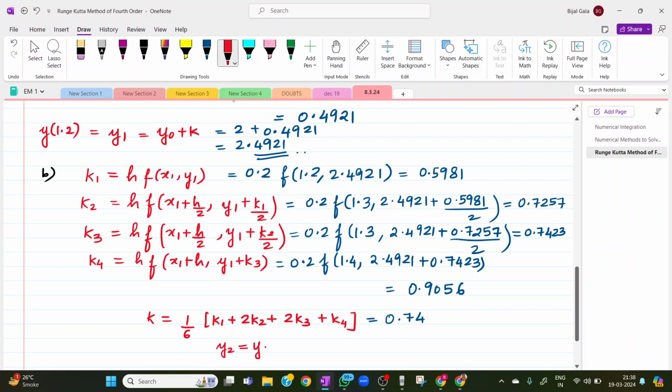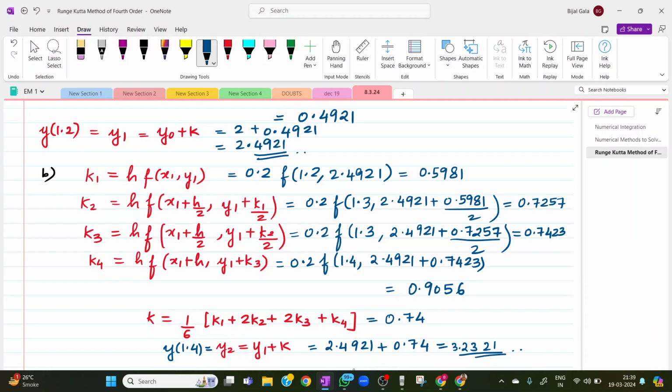which is going to be equal to Y1 plus K. So that would be 2.4921, which was your Y1, and K is 0.74. Yes, 2.321. And this Y2 is nothing but your Y at 1.4. And this is what was asked in the question. I hope this is clear with all of you.